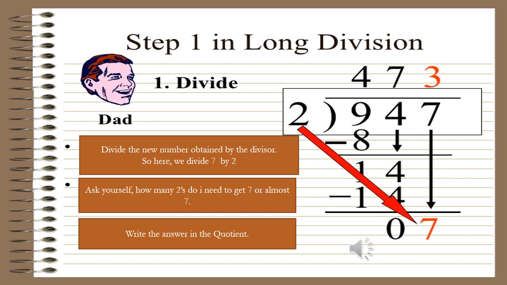So I have to divide the new number obtained by the divisor. So here we divide 7 by 2. Ask yourself, how many 2's do I need to get 7 or almost 7? 2 times 2 is 4. 2 times 3 is 6. 2 times 4 is 8. 8 is greater than 7, so I have to use 2 times 3. So write the answer in the quotient next to the 7. So I write the 3 next to the 7 in the quotient.